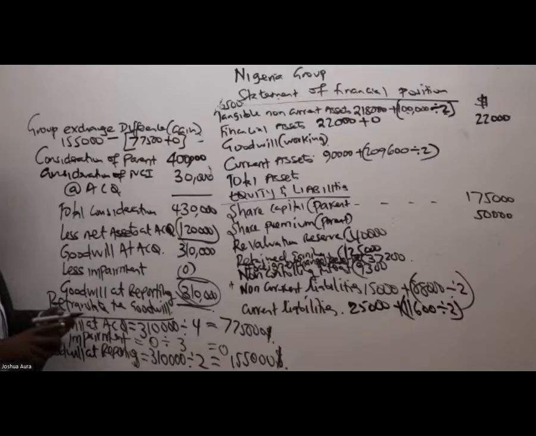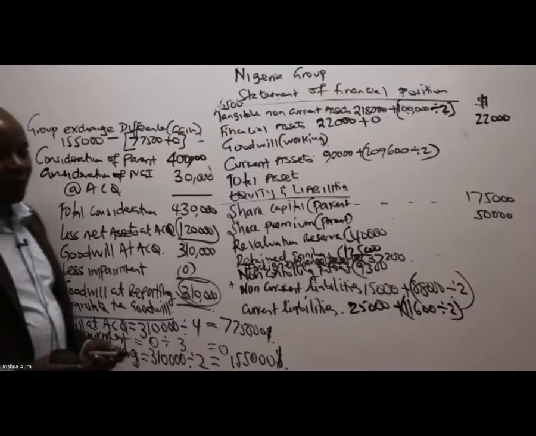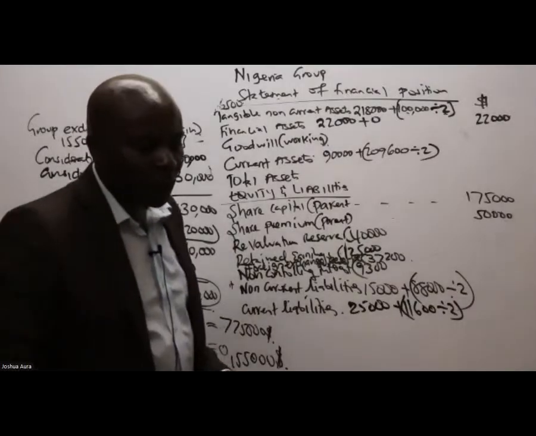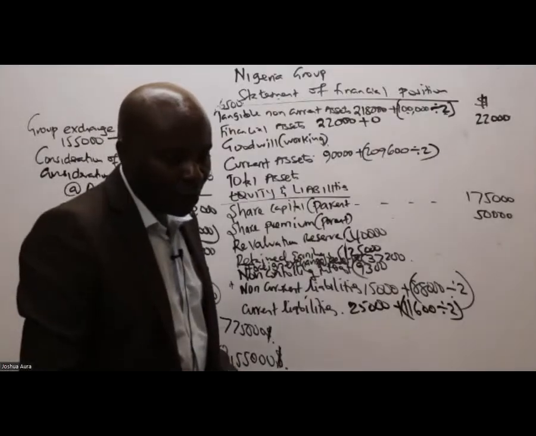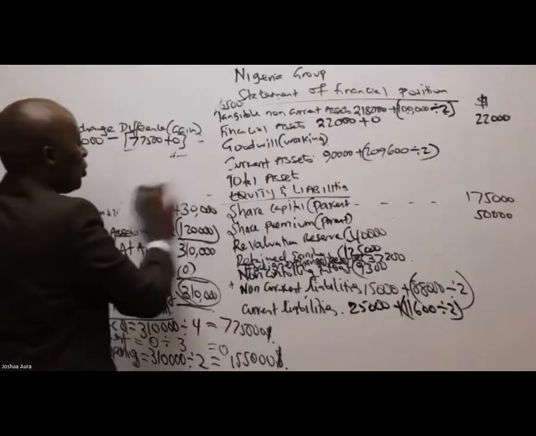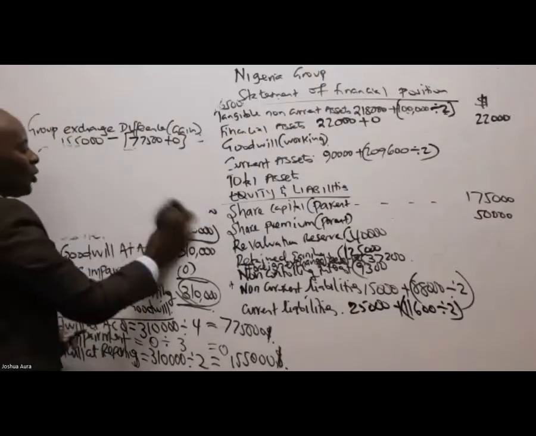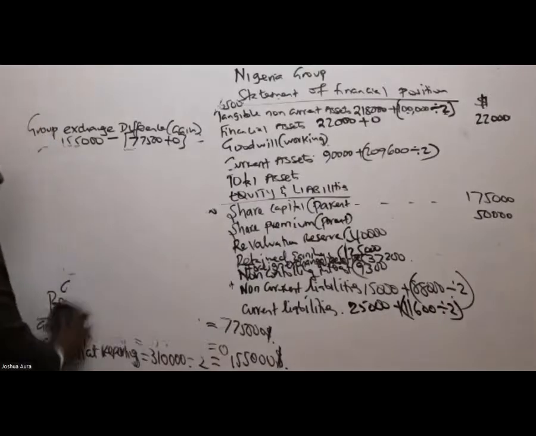As our group exchange difference, what amount do we have there? Someone is giving a figure of $72,500.